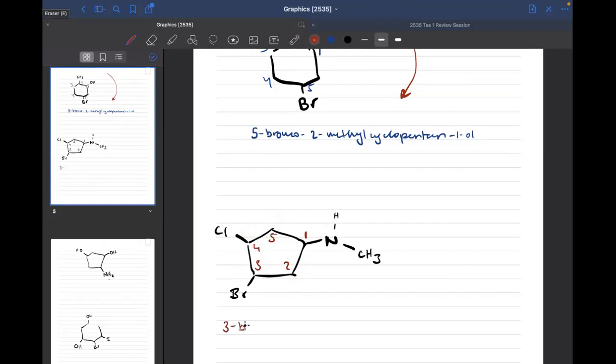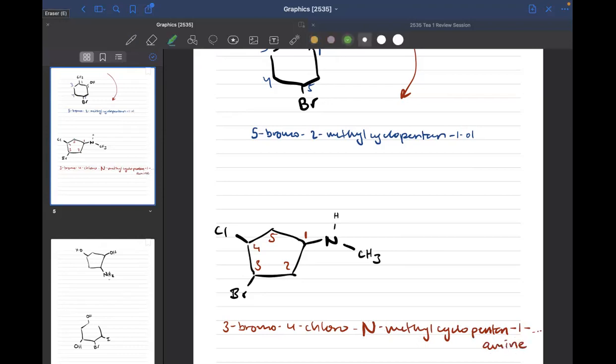So 3-bromo, 4-chloro. And this is the kicker. N-methyl, cyclopentan-1-amine. Look, it's so long, I don't even have room. That's how you name this stuff. There's a good chance you will see this on your test, an alkyl group attached to an amine. And you have to denote that somehow. I'm like, how do I denote it? Where's the locant? Well, the locant's right here. It's N. So if our nitrogen's the locant, then that's what we write.